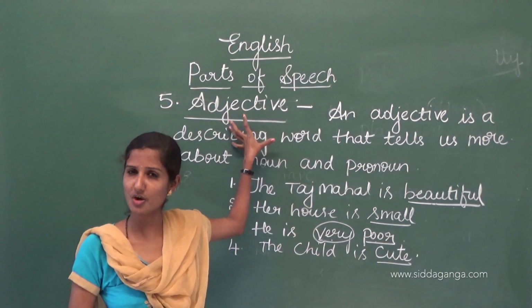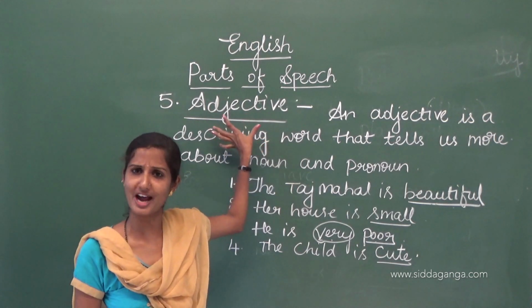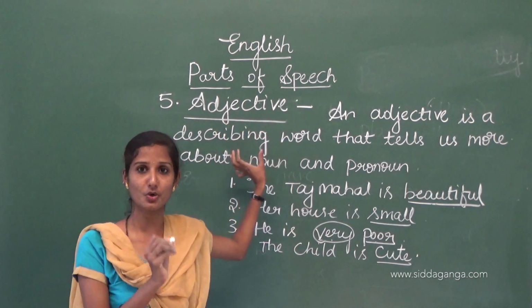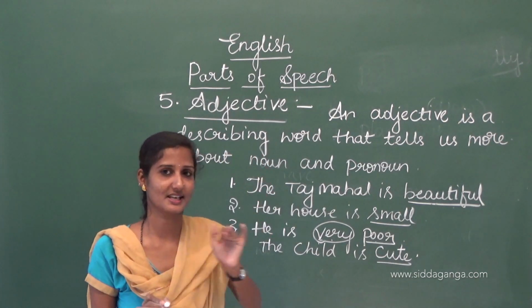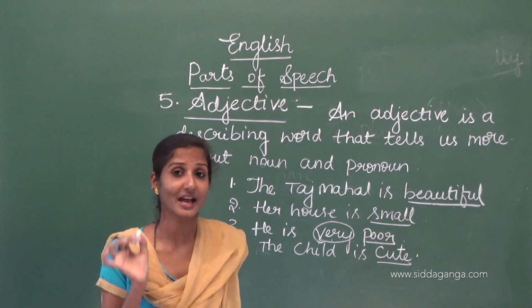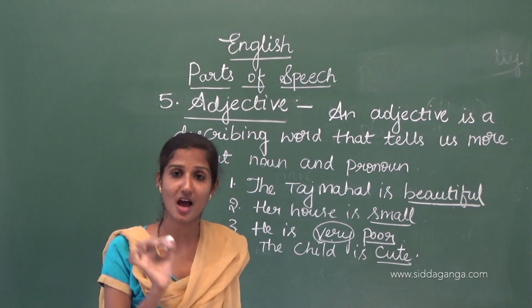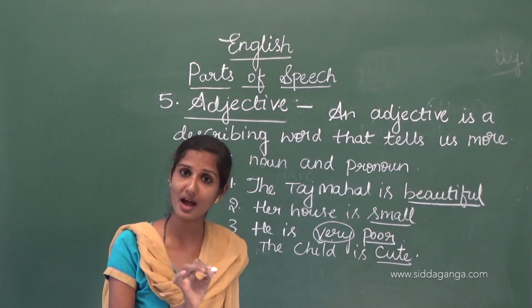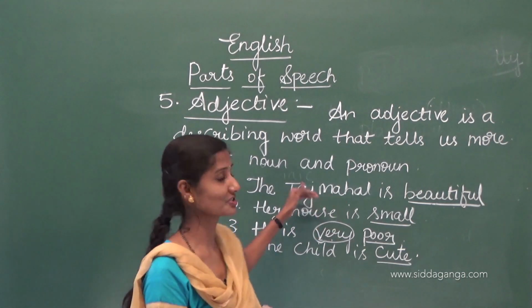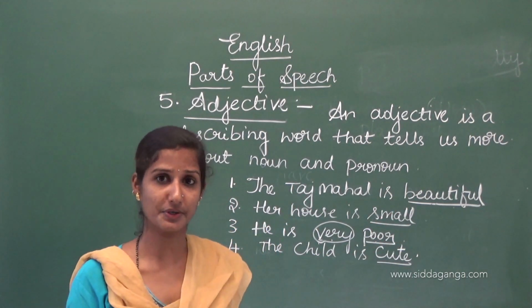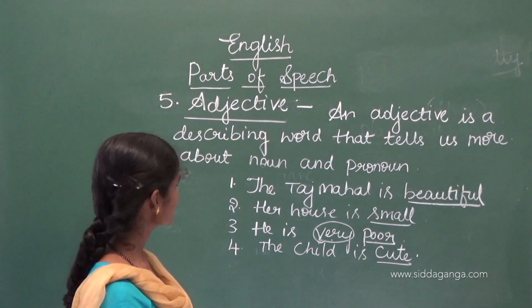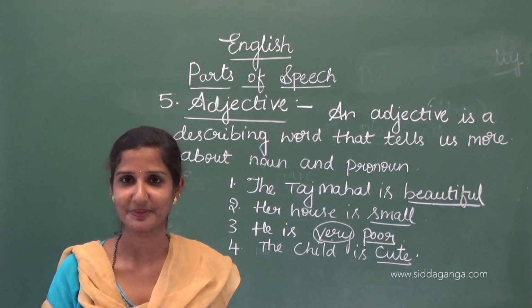Now you know about the word adjective and you should be able to identify the adjective. So adjective means it is a describing word. What does it describe? It describes noun and pronoun. It describes the subject. Okay. So this is today's class. I think you have understood.